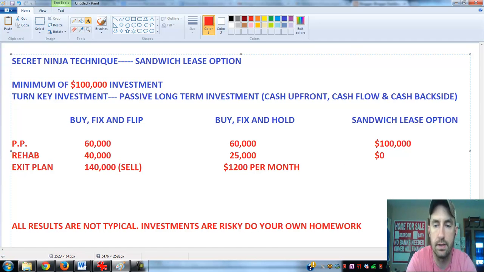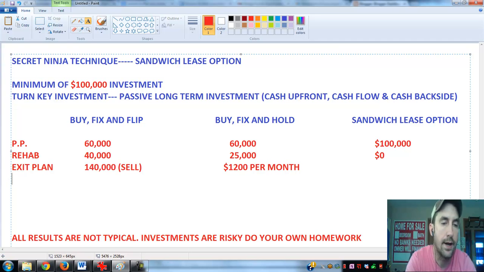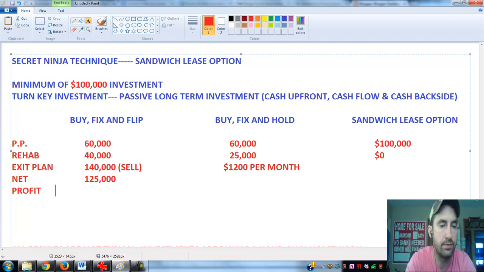I'm going to get to this column later. Let's say after commissions and everything, you are able to net $120,000, and this is a profit of $25,000.